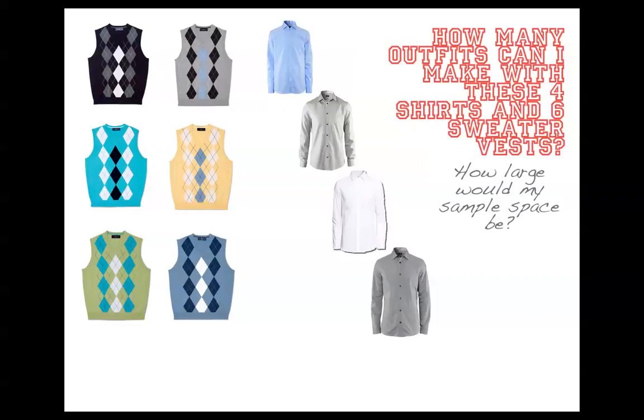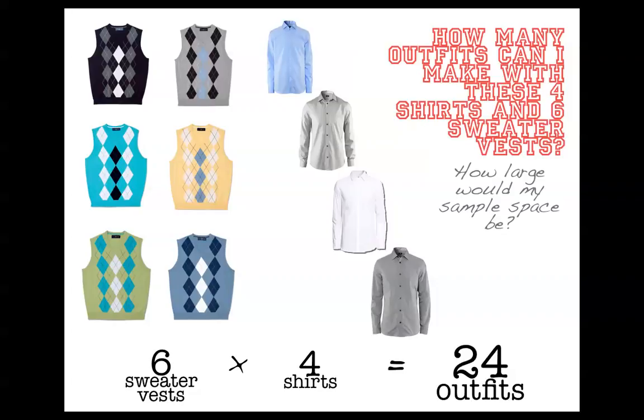Because I could have the yellow sweater vest with the light gray shirt, or I could have the gray sweater vest with the blue shirt, or I could have the black sweater vest. You get the idea here. But I didn't want to make a list of all those different outcomes because that might take me a while. So I thought, I think I know how to solve this problem. I have 6 sweater vests and I have 4 clean shirts to choose from. What if I just multiply those 2 numbers together? That gives me 24, and actually 24 is the number of possible outfits here. My sample space would be 24 outfits large.